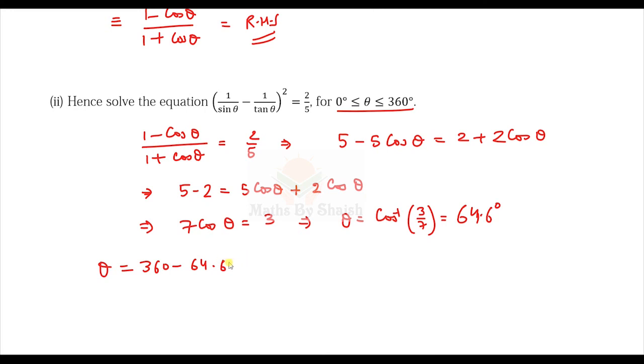So the next angle is 360 minus 64.6, which is going to be 295.37, so it is going to be 295.4 degree. And the next angle we will get from 360 plus theta, which is of course going to be more than 360, so we will not accept it. So the solution for this is 64.6 degree and 295.4. If you want to write to 3 significant figures, we can also write 295, otherwise it is 295.4 degree to 1 decimal place.